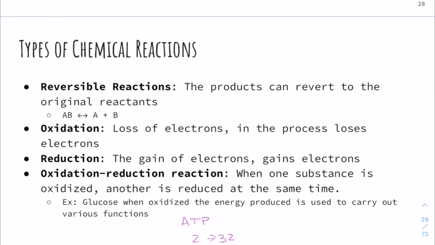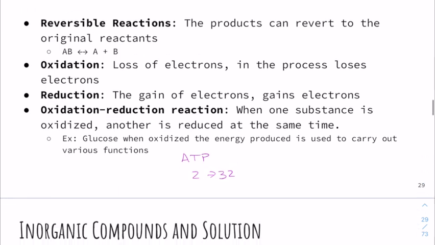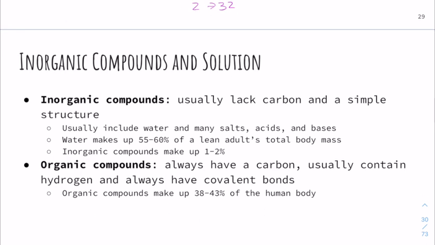We also have inorganic compounds and organic compounds. An inorganic compound does not have carbon, and it's a pretty simple structure. It usually includes water, and it could have salts, acids, or bases. Water makes up 55 to 60% of a lean adult's total body mass. It could be more, could be a little less. So 50 to 60% of your weight is water. Only 1 to 2% of that is inorganic compounds.